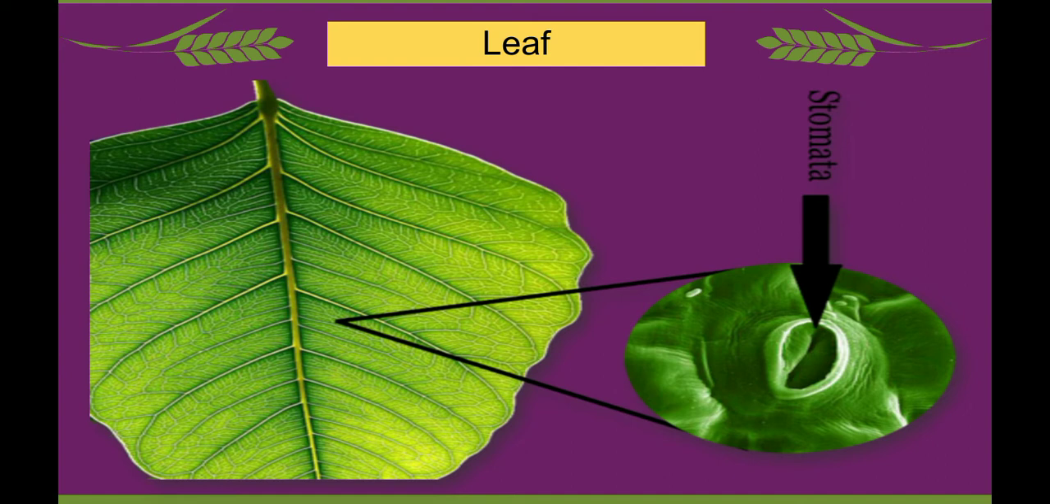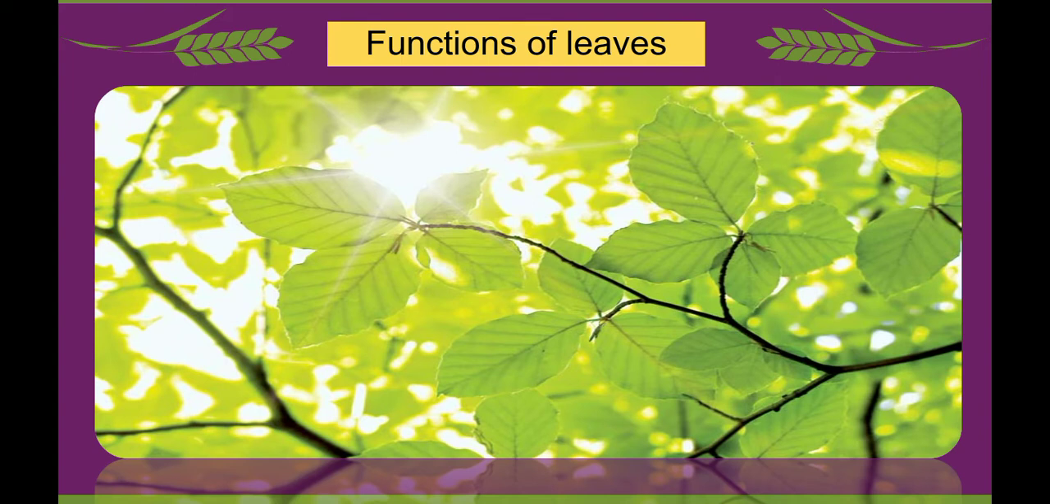Like how we have a nose to breathe, plants do not have nostrils. Plants have tiny holes on the leaf. Through these tiny holes, plants breathe. So these tiny holes are stomata. Through stomata, plants breathe. So what is the function of the leaf?